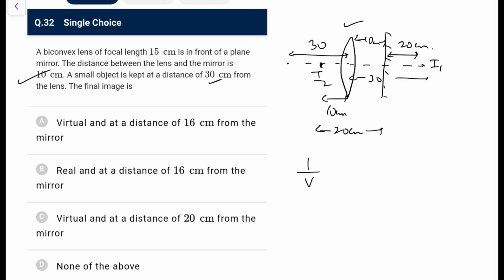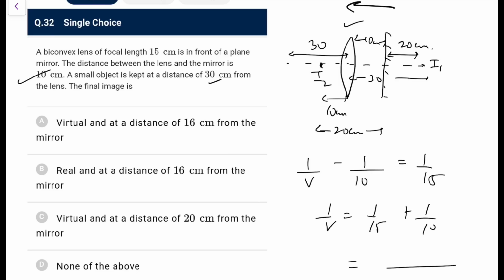1 upon V minus 1 upon U. U would be plus 10 because rays are coming from here. That would be equal to 1 by 15. So 1 by V is 1 by 15 plus 1 by 10. So 15 and 10, you can write it with LCM 30. That is 2 plus 3, 5. So V is 6. So 6 means it would be 6 from here.